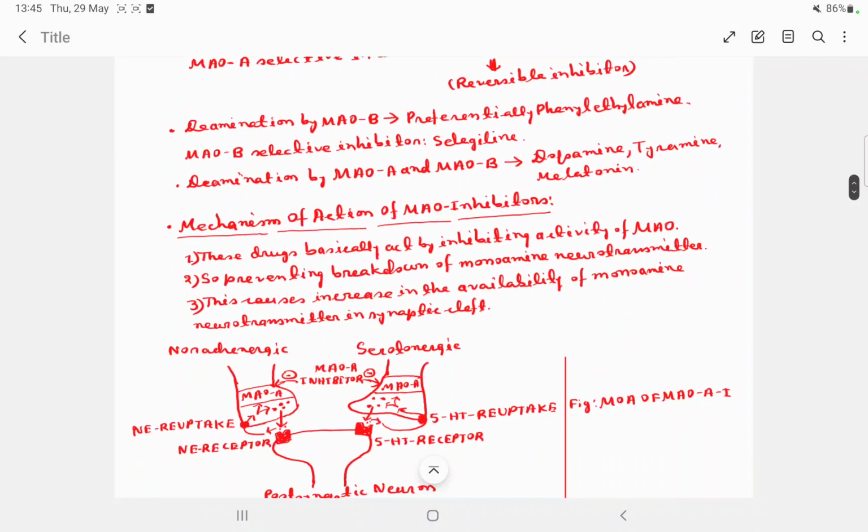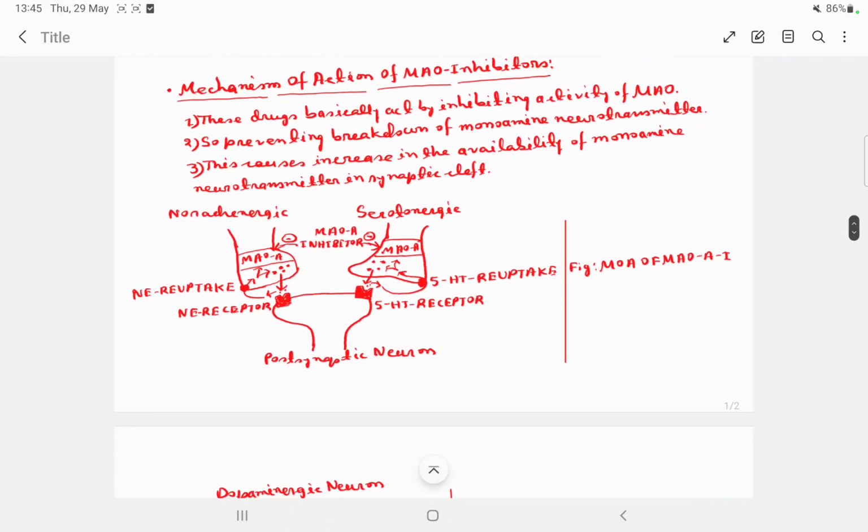These drugs basically act by inhibiting the activity of MAO, thus preventing the breakdown of monoamine neurotransmitters. This causes an increase in the availability of monoamine neurotransmitters in the synaptic cleft. So this is the mechanism of action of MAO A inhibitors. This is the presynaptic neuron, and this is the postsynaptic neuron, a noradrenergic neuron and a serotonergic neuron. MAO A is present in both the neurons.